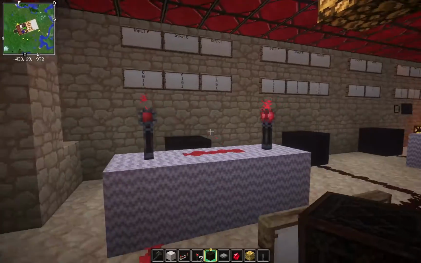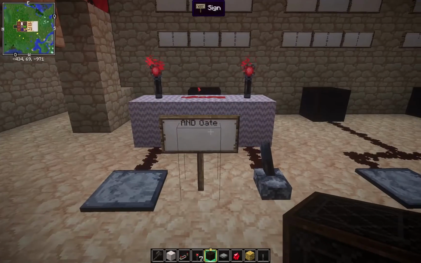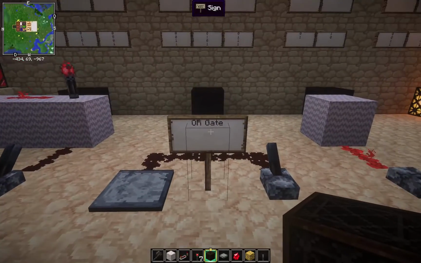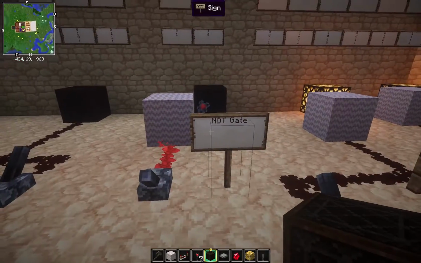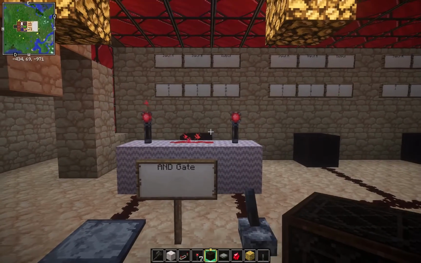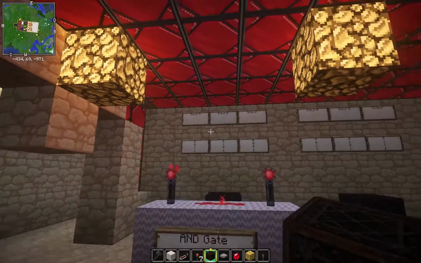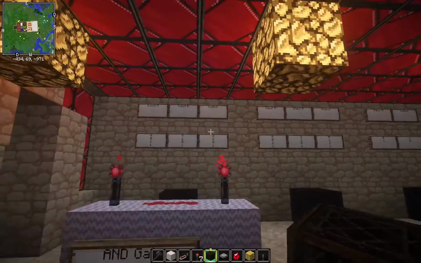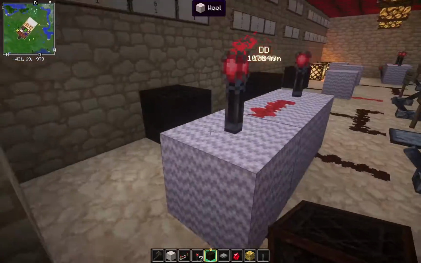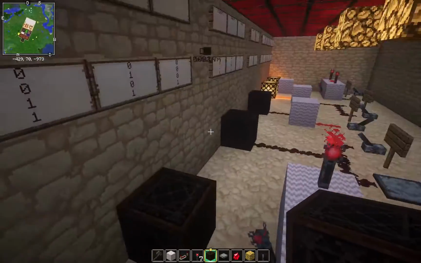Now, a digital circuit to me is generally three different things: an AND gate, an OR gate, or a NOT gate. What I mean by an AND gate is that we have two inputs, input A, input B, and the output. And the output, this light, right now, is off.